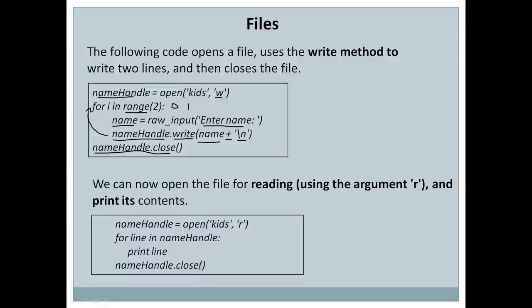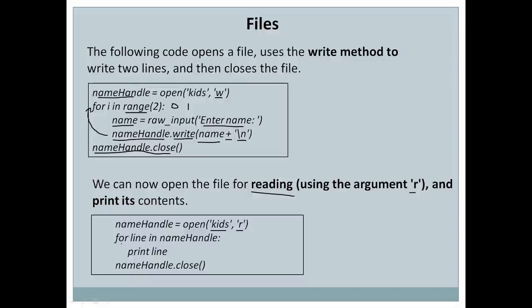In a similar way, we can read from the file. We can now open a file for reading, using the argument r, and print its content. Now let's see code by which we can read from the file. Again, name handle equals open the file kids. The argument here is different. The argument is r, which represents read. The file will be opened in read mode. Once the file is open, or once the file handle is created, we can read from the file.